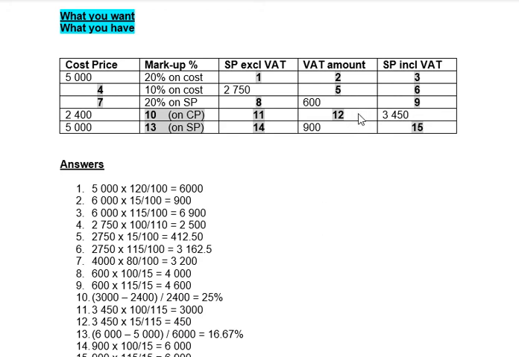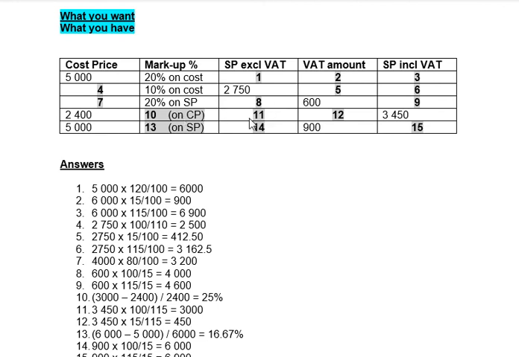So number 12 will be 450. I can then say 3450 minus 450 will give me the 3000, or I can say what you want over what you have. I want the 100, I have the 115, so times by 100 over 115, you'll also get to the 3000. Okay, now for number 10, to calculate the markup percentage.